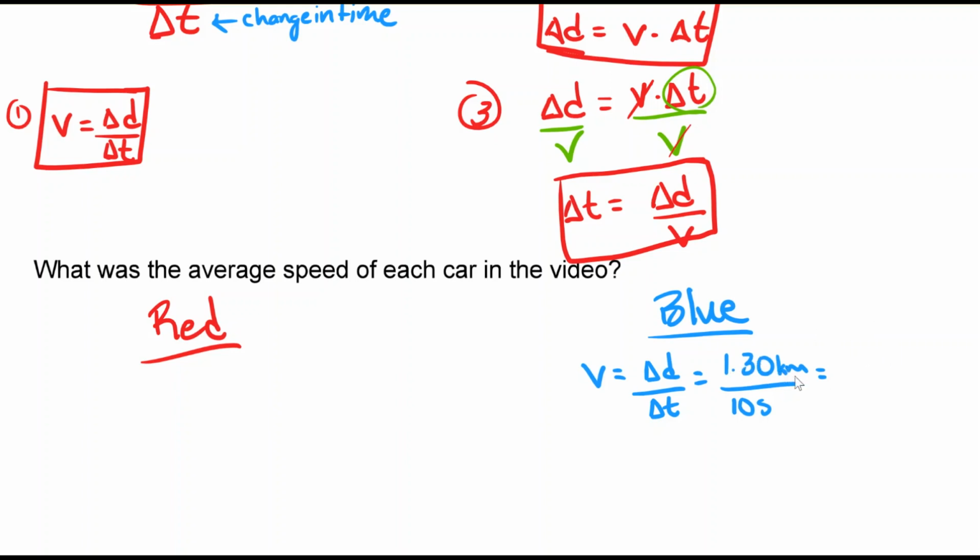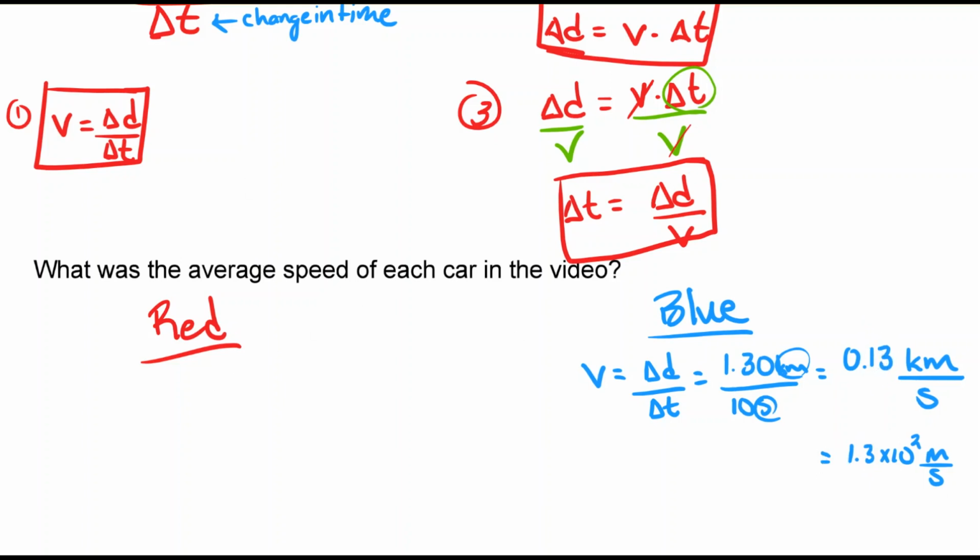So 1.3 divided by 10 on my calculator is going to be 0.13 kilometers per second. I'm just using the units here. We got kilometers per second. Now, typically we want these in meters per second, so we could turn this into 1.3 times 10 to the 2 meters per second. Okay, so I want to keep my significant digits. So that was the blue car.